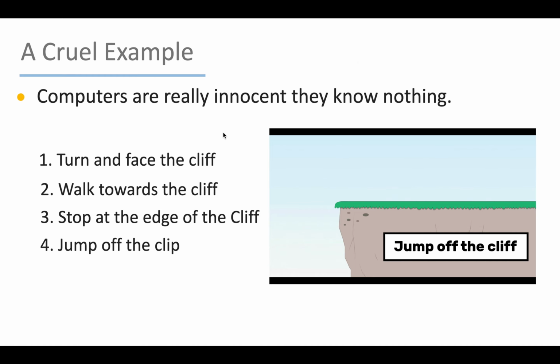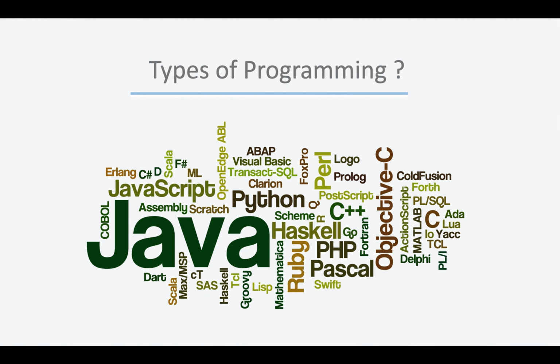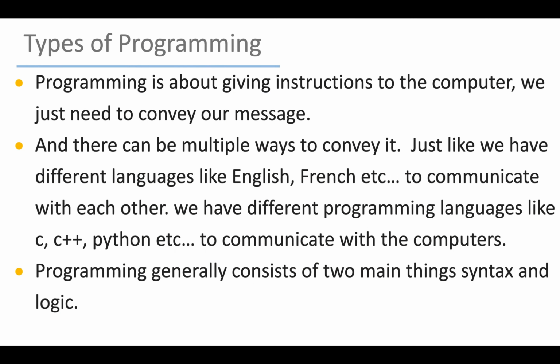Now after that, types of programming, or what is the main thing that classifies programming. As you have seen, programming is about giving instructions to the computer. We just need to convey our message. And as you know, there can be multiple ways to convey it. Just like we have different languages like English, French, etc. to communicate with each other, similarly, we have different programming languages like C, C++, Python, etc. to communicate with the computers. So, programming generally consists of two main things, syntax and logic.